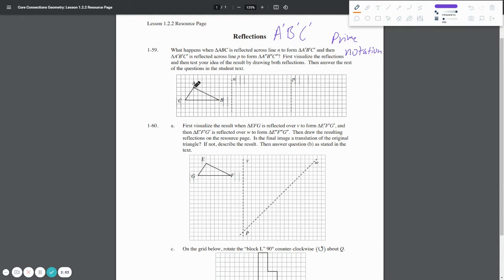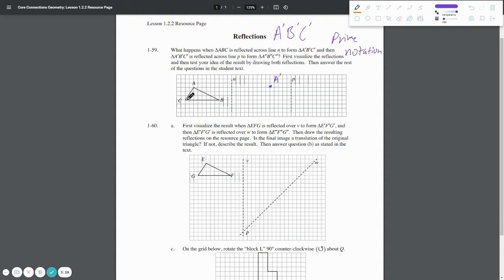To start, I'm going to start with point A. Now, just like the last lesson, I'm going to count how far point A is from the line. So I got 1, 2, 3, 4, 5, 6, 7, 8, 9. This is 9 units away. So I'm going to go 9 units to the right from the line. 1, 2, 3, 4, 5, 6, 7, 8, 9. So right here is going to be point A. I'm going to erase that. I believe it was right there. So point A' is going to be there.